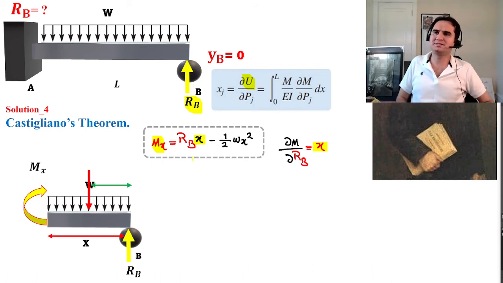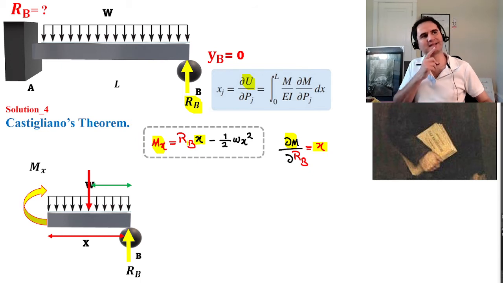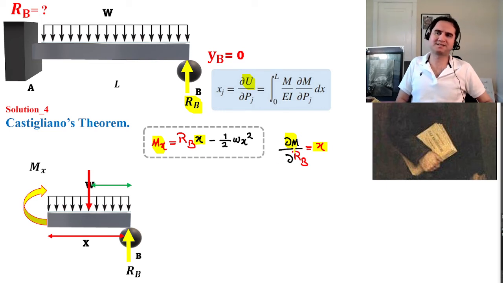You can easily see partial M over partial RB, because our U is due to M, and that is common in beams because the energy function is based on moment. So that is partial M over partial of RB, the reaction at B. And if you take the partial derivative with respect to RB, that just gives you x.